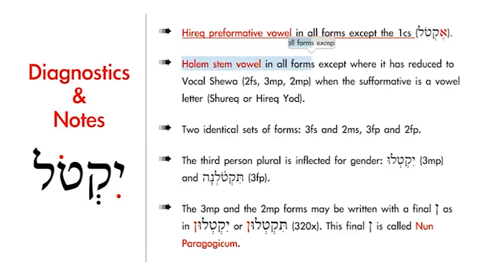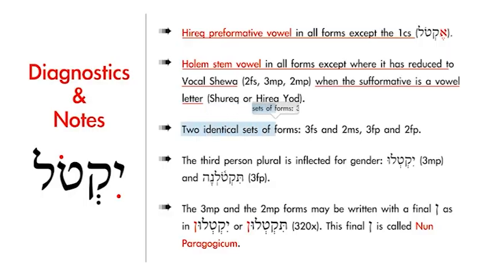Also, there is a holem stem vowel in all forms except where it has reduced to vocal schwa in the 2FS, 3MP, and 2MP forms when the sufformative is a vowel letter, shureq or hireq yod. It might be helpful to know at this point that when it comes to the stem vowel in Hebrew, it does the opposite of what you would expect a noun to do. With nouns, an open pretonic syllable is long. But if you have an open pretonic syllable in a stem vowel in a Hebrew verb, it likes to reduce to vocal schwa.